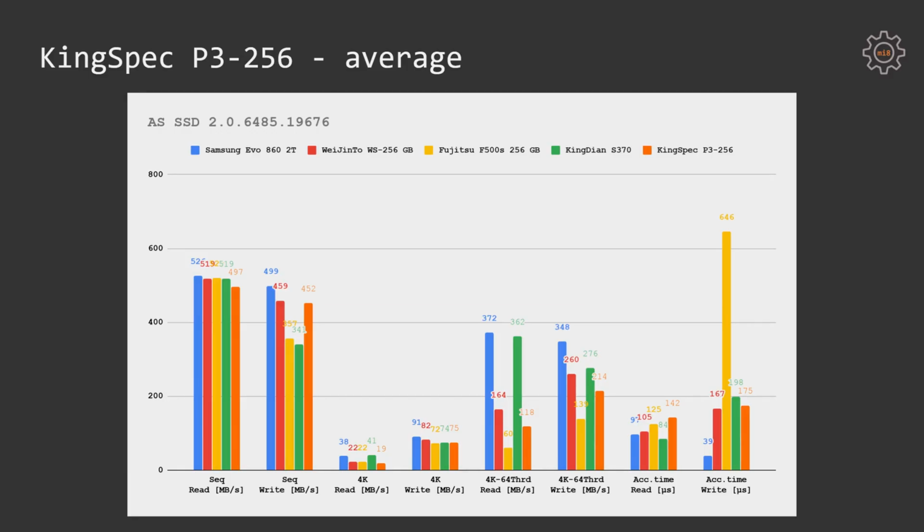P3-256GB. The SSD benchmark has the biggest difference between KingSpec and WeiJinTo drives when using 64 threads to read and write data. WeiJinTo provides 164 MB/s when reading data and 260 MB/s when writing data. KingSpec has just 119 MB/s when reading data and 214 MB/s when writing data. KingSpec also has slightly worse access time latency when compared to WeiJinTo. Read latency for WeiJinTo is 105 microseconds, for KingSpec 142. Write access latency is 167 microseconds for WeiJinTo and 175 microseconds for KingSpec.